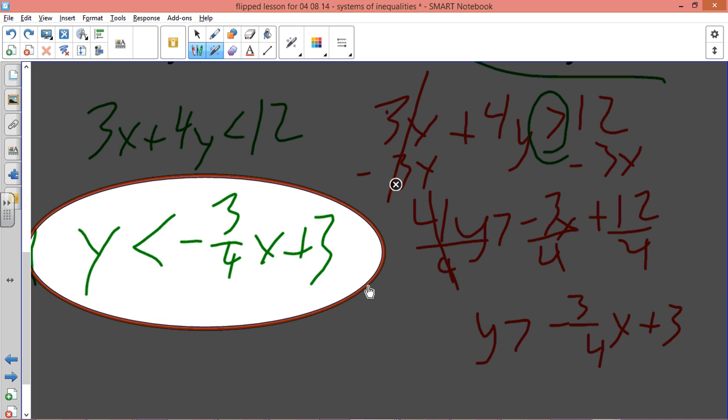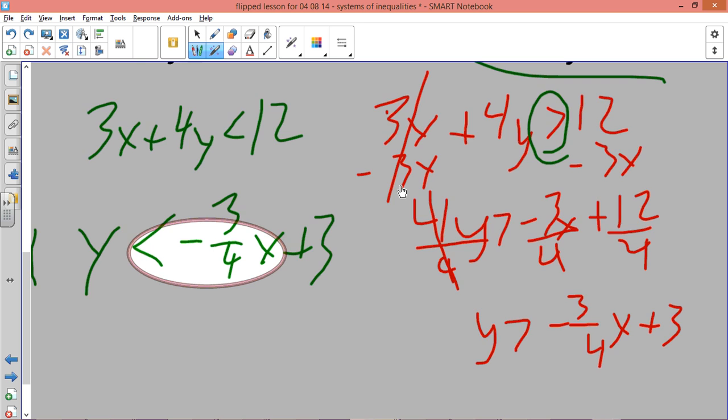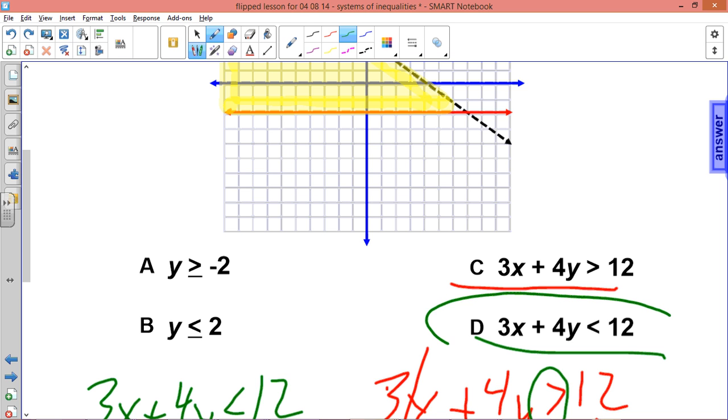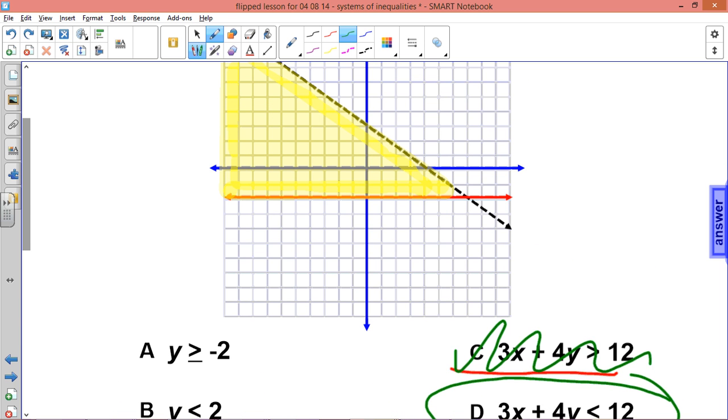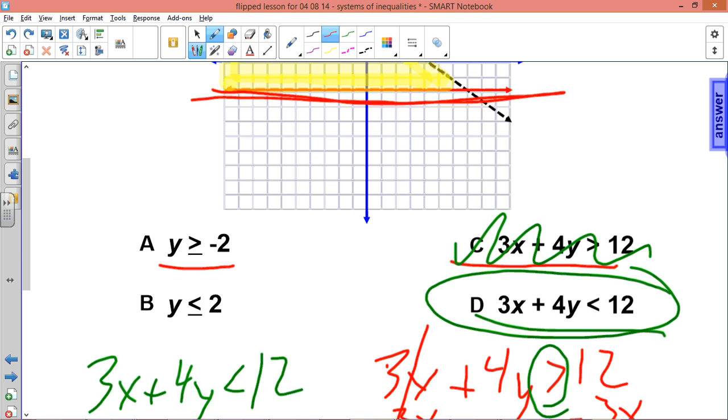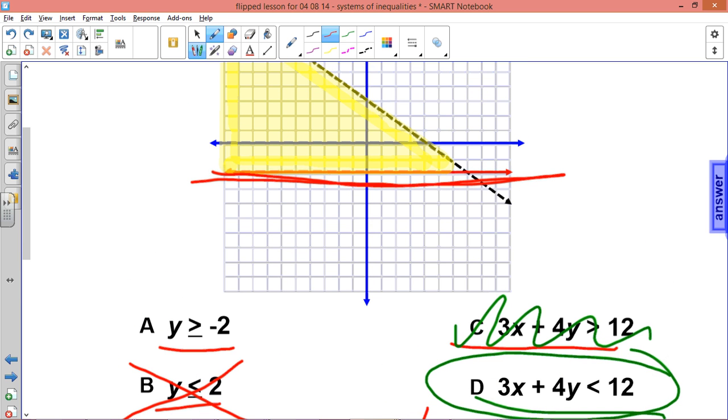Y is less than, yada, yada, yada. The less than tells us we shade below, so I know my answer D is going to be one of them, not C. And now I just need to figure out what this other red line is. This line right here, well, that's at negative 2. Y is greater than or equal to negative 2. Y is less than or equal to 2. It cannot be 2 because it's at negative 2. And it has to be a solid line and shaded above. That's going to be A. So I have figured out that my two equations that are graphed above are A and D.